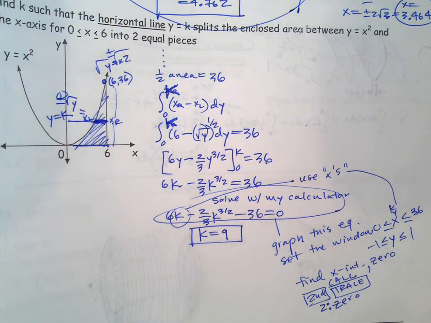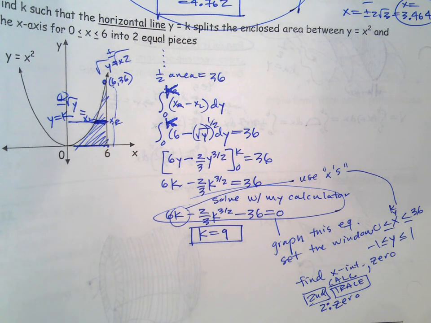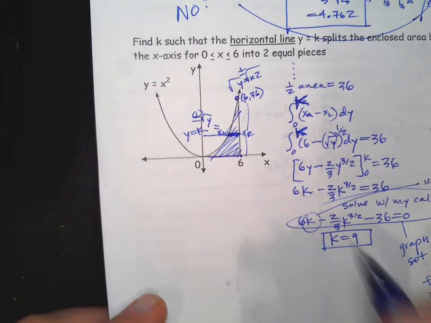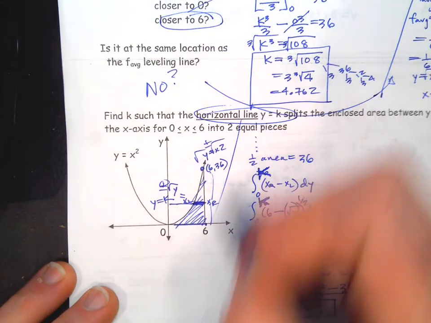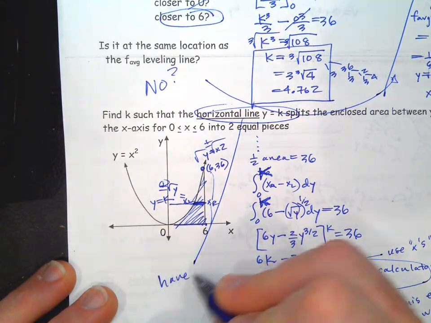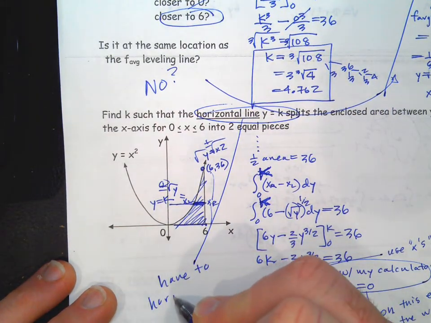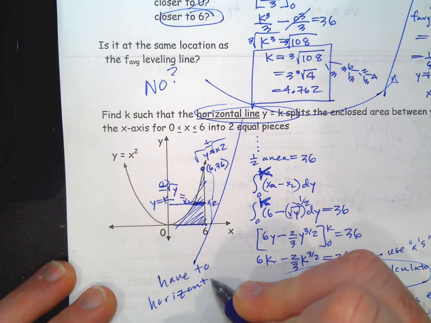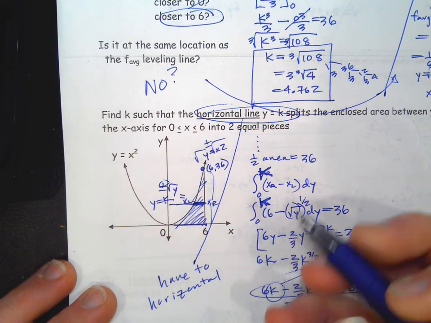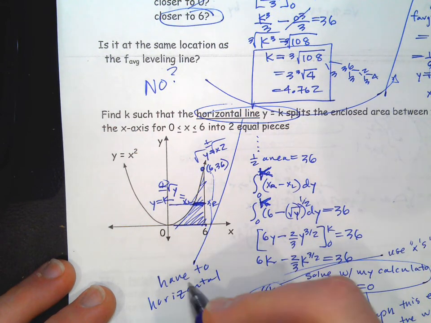Okay, so if you have a horizontal line, you have to do horizontal slices. The original area, you could do vertical slices still, if you want. I mean, we'd already done it. That area is not going to change.